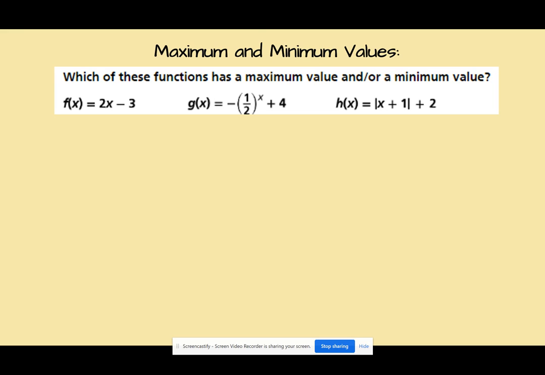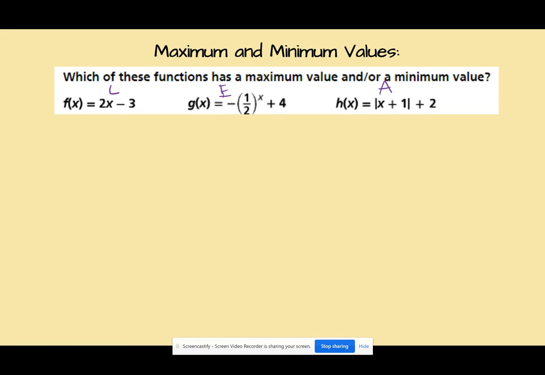So f of x, I notice in the equation it just has an x. There's no x squared, x cubed. It's just an x, so that is a linear function. Now my middle one, g of x, has an x in the exponent. So like our last screen, that's going to be an exponential function. And our last one, h of x, has those absolute value bars. So this is an absolute value function.